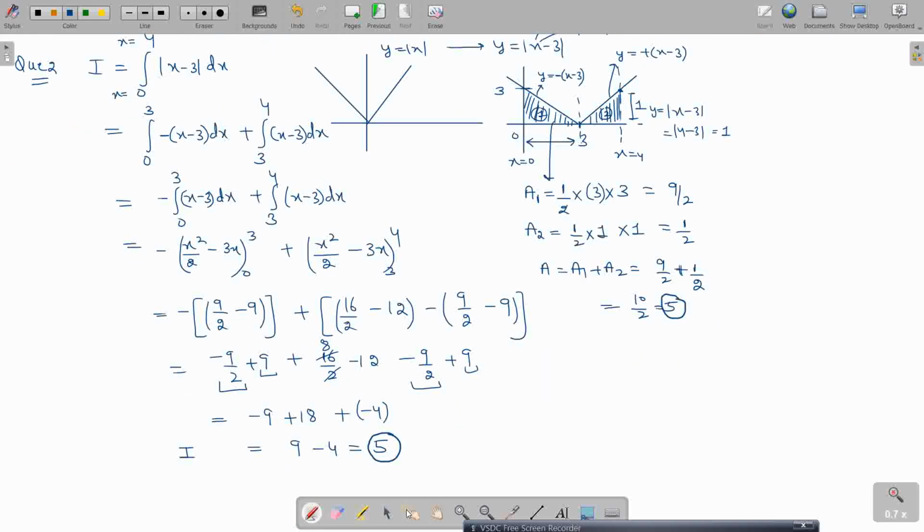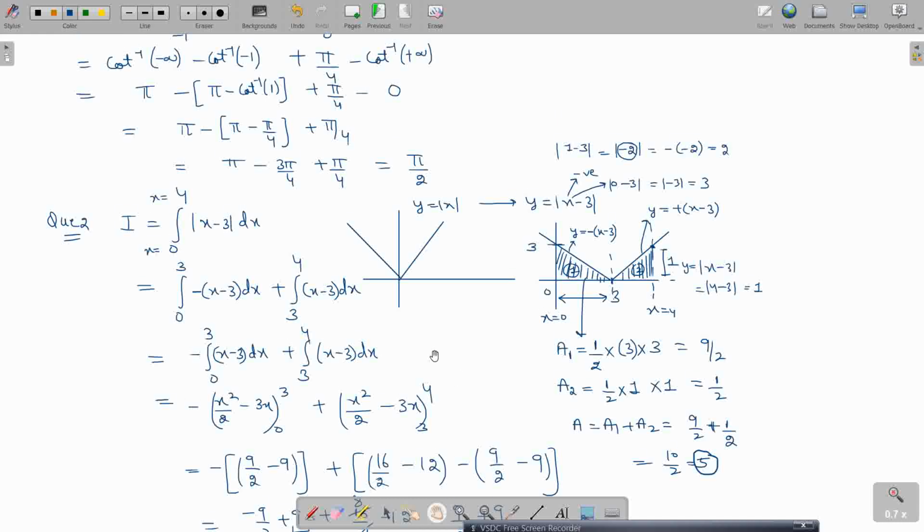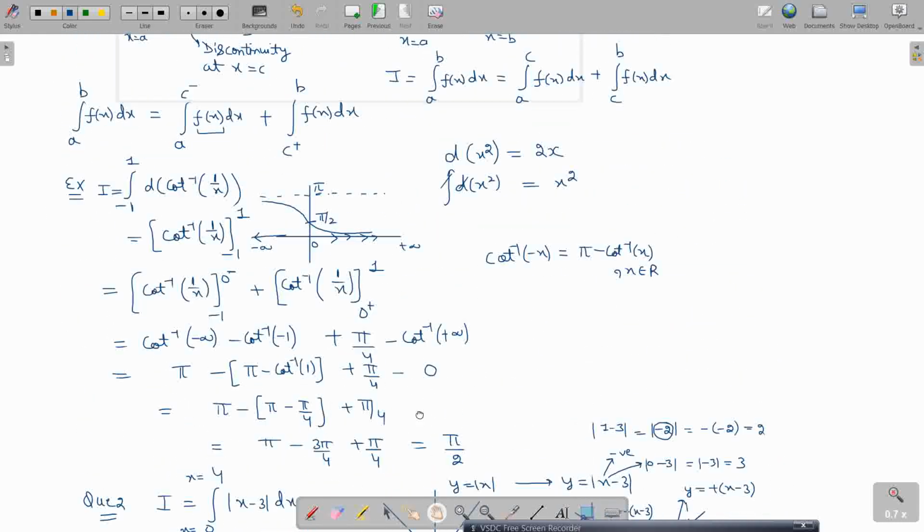So if you know the graph, you can go by the graph and just use the easy method like this. And if you don't know the graph, then you can just change the value of the function where it is 0 to 3, right? So in that way you can solve the questions of definite integration.